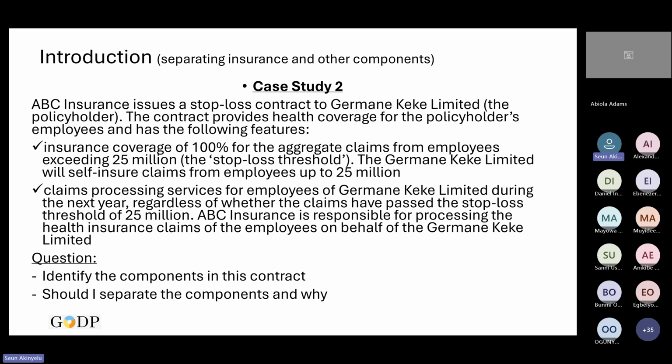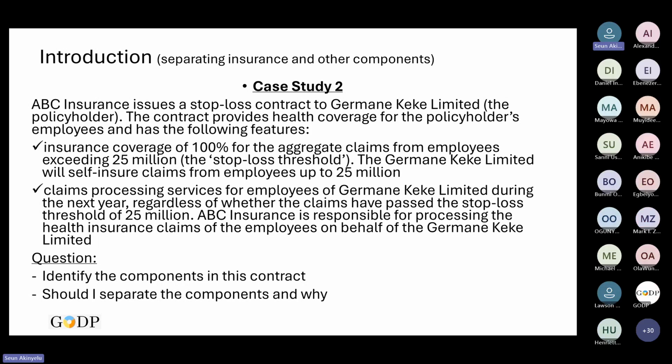So if you look at it, there are majorly two contracts there. If ABC Insurance is registering a 1 naira insurance claim, they will not pay it. But they will be requesting from Germain Keke, because they are doing a service for them. For example, they are doing claims administration for them. So if, for example, throughout the year they do claims administration, but there was no claim higher than 25 million, they will still get paid.